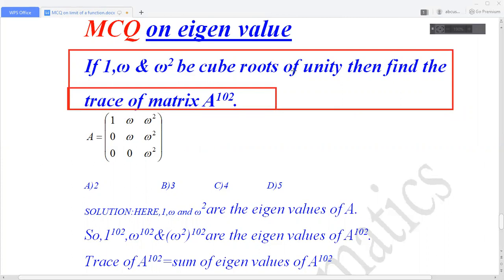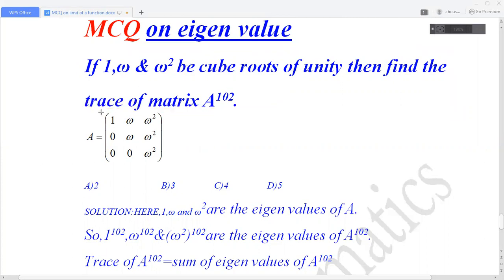Okay. And first of all, let's observe this matrix A. It is a square matrix of size 3 by 3. And here we can easily see that this matrix is a triangular matrix. It is basically an upper triangular matrix. This matrix A is an upper triangular matrix. And here we are just going to find out the trace of this matrix A to the power 102.